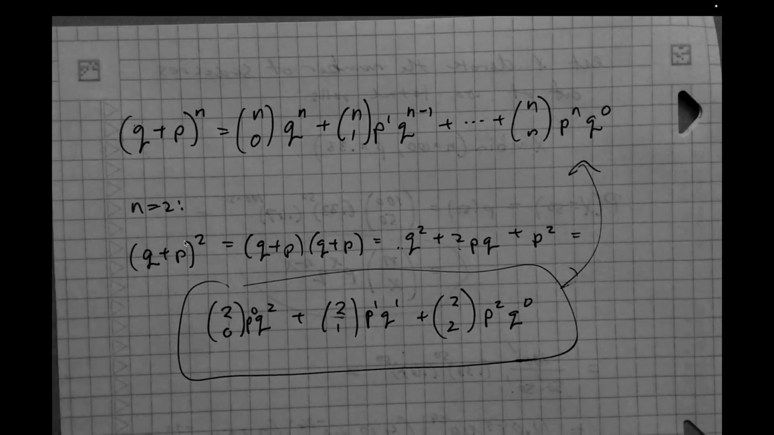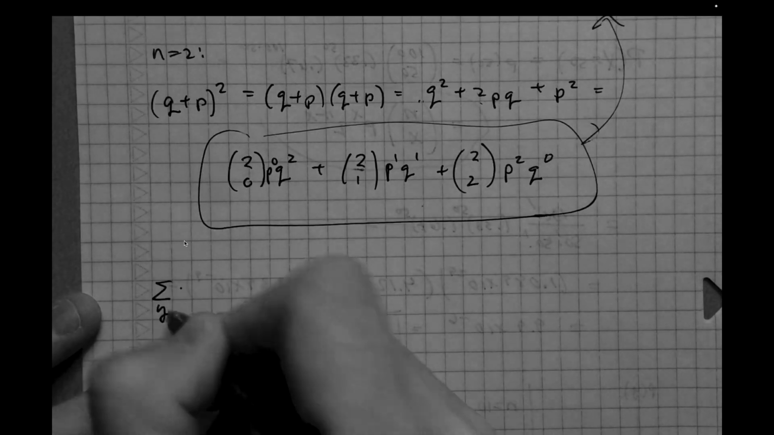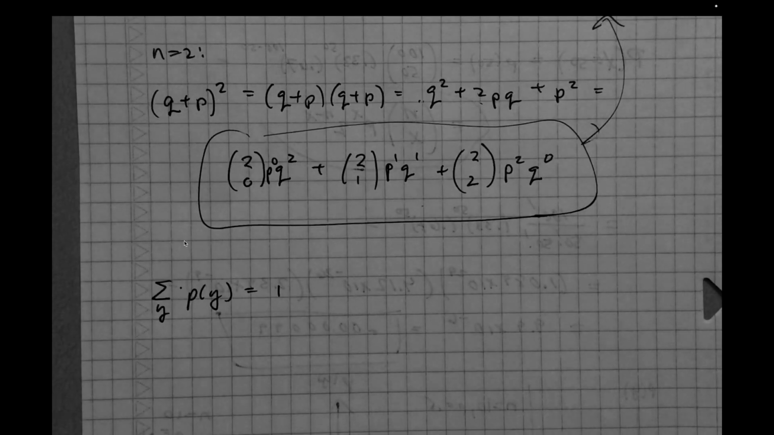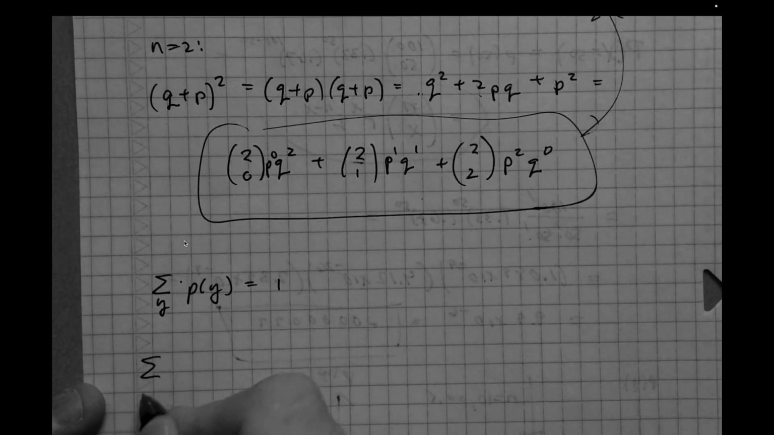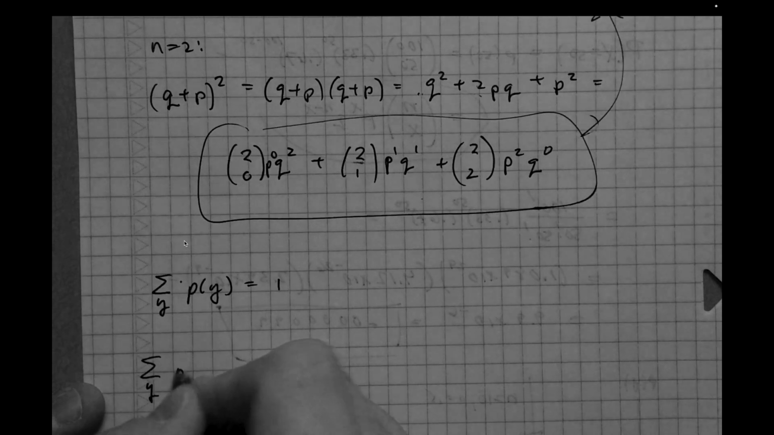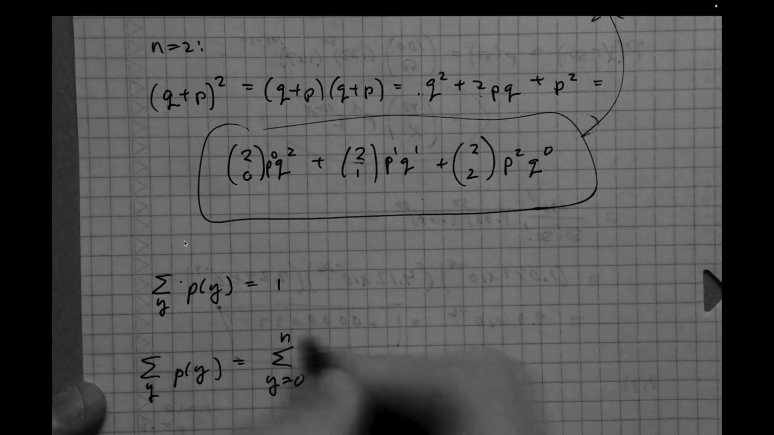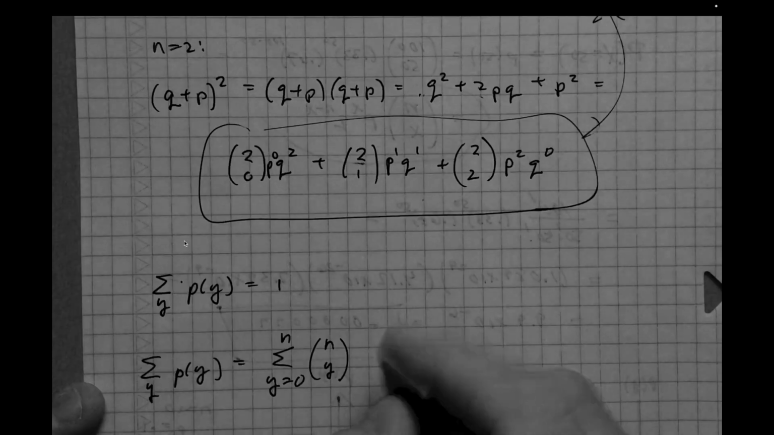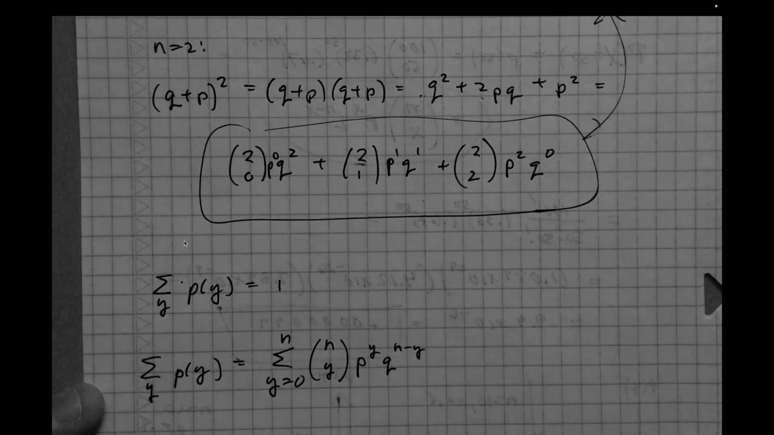Another thing to note here is that the sum over all the y's of p(y) is equal to 1. We can see this by using the fact up above with the binomial. So let's take a look. If I take the sum over y of p(y), that's equal to the sum from y equals 0 up to n, the number of trials, of n choose y, p to the y, q to the n minus y.